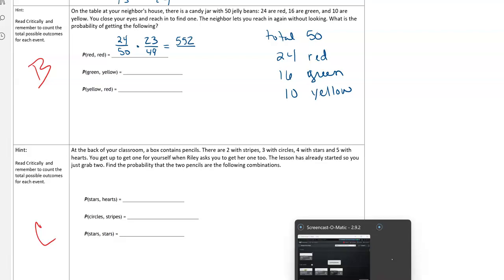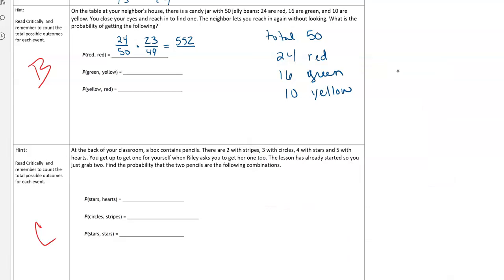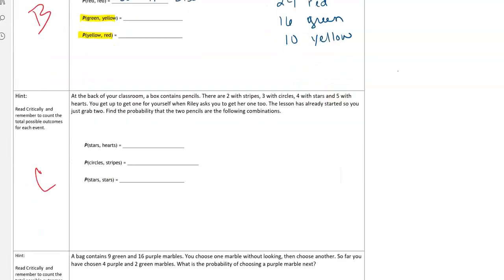And then I have to multiply 50 times 49, and that's 2450. It doesn't tell me to simplify anywhere in this story problem, so I'm going to leave that as my final answer. So you'll also need to do the same thing for these as well.